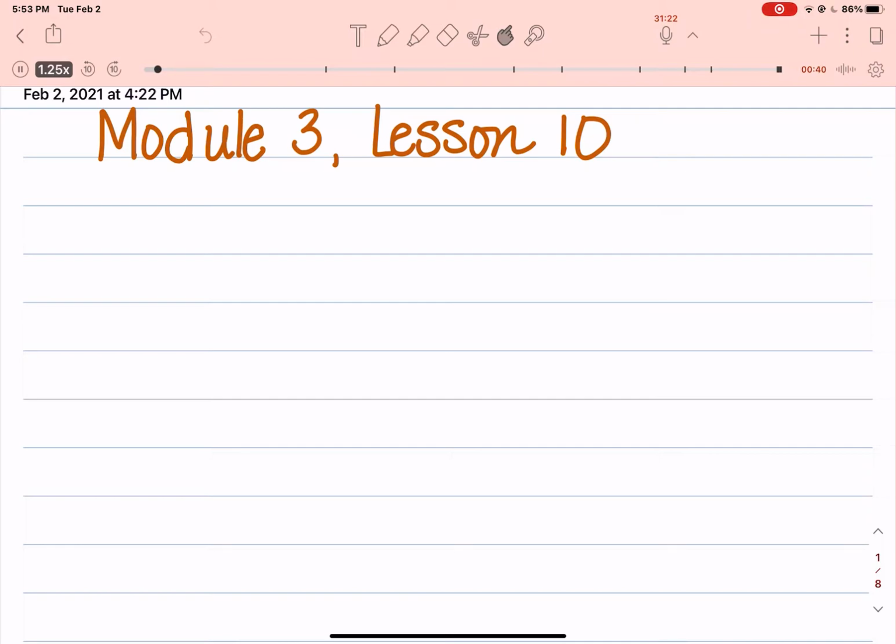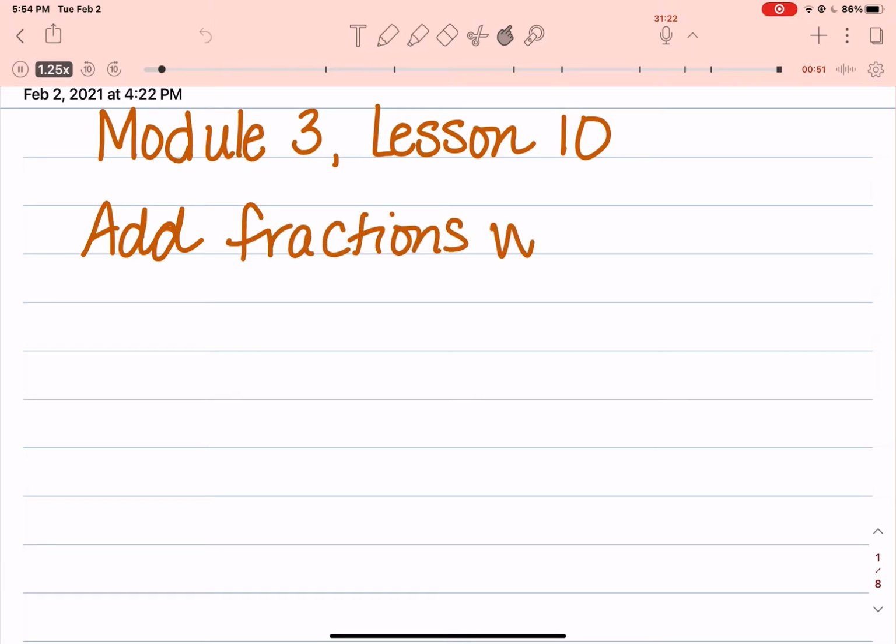This is 5th grade, module 3, lesson 10. We're going to be adding fractions, only this time the answer is going to be larger than 2. And in this lesson, we're really going to be practicing that standard algorithm for adding fractions.